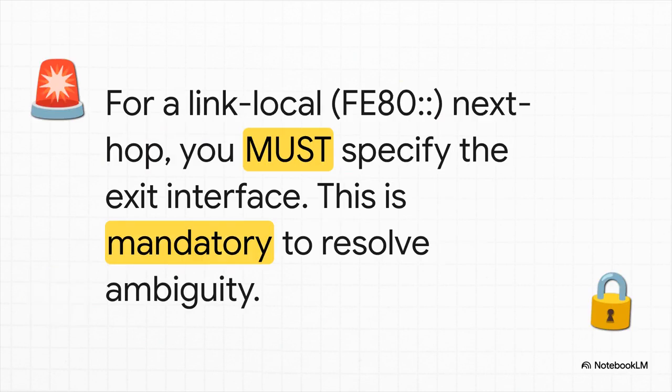All right, let's switch gears to IPv6 for a second. There is one rule here that's not just a good idea, it is absolutely mandatory. If you're using a link local address as your next hop, one of those addresses that starts with FE80, you must also specify the exit interface. Why? Well, think about it. Those link local addresses are only unique on their own little segment. Your router might have 5 different interfaces, and there could be a device with the same FE80 address on each one. You have to tell the router which link you're talking about.